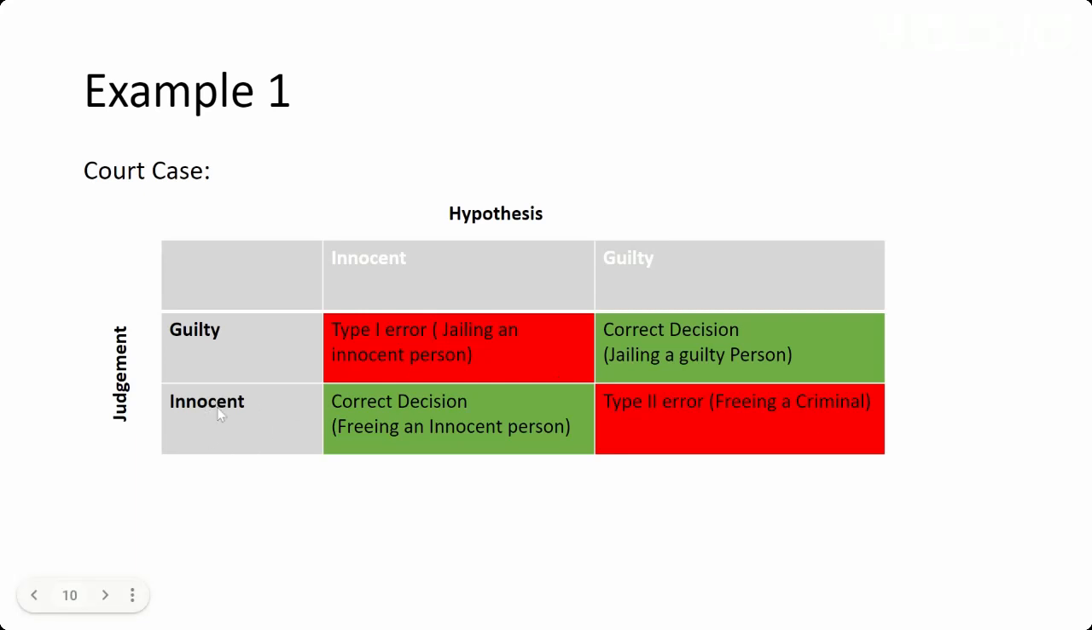Again, another judgment is you can declare somebody innocent, and in reality that person is innocent. Then you would have made a correct decision by freeing the innocent person. Again, in this other situation, you may declare that person innocent, and in reality that person may be guilty. Then you would have made a type 2 error, freeing a criminal.